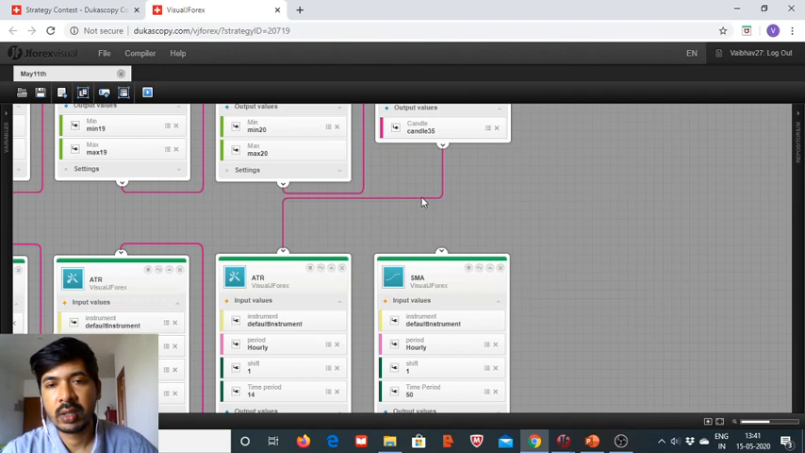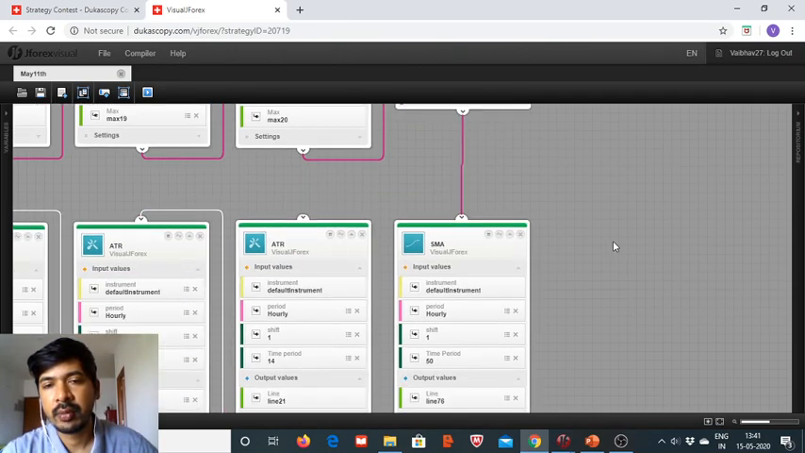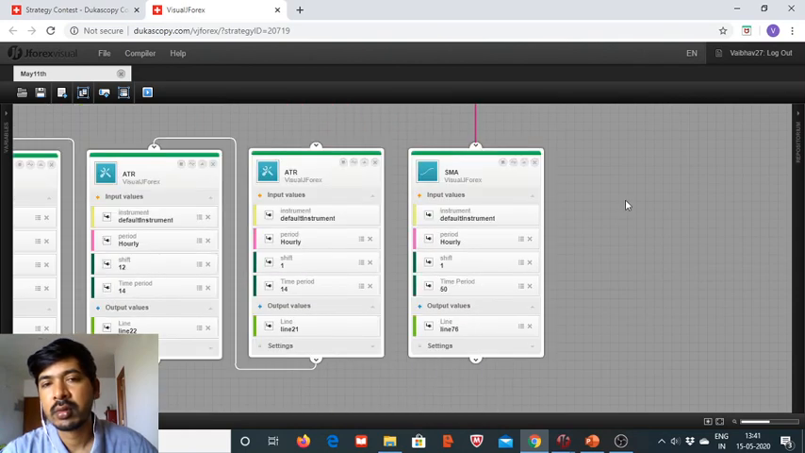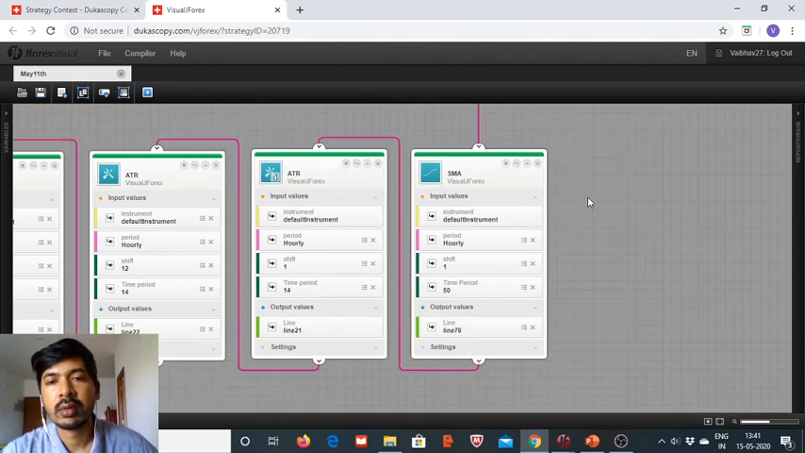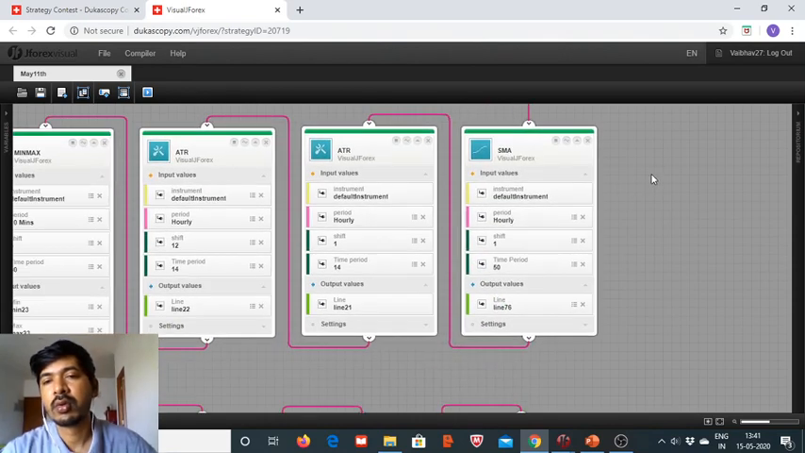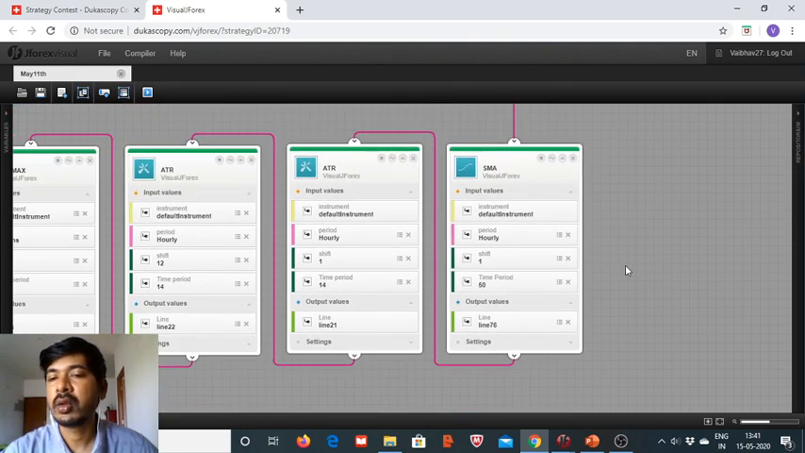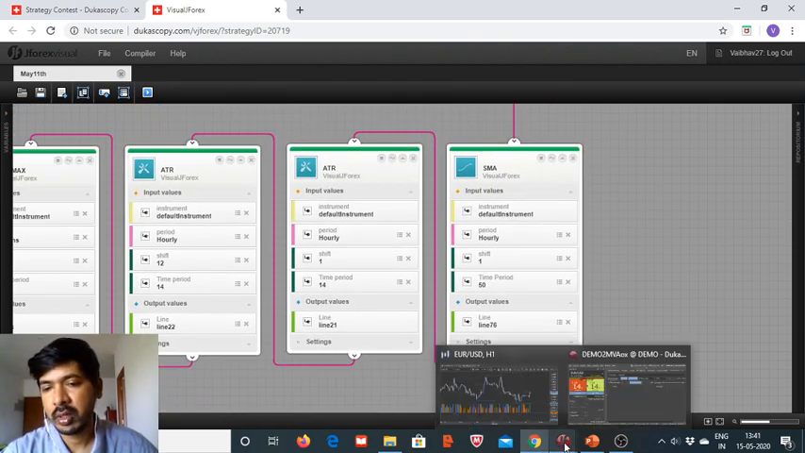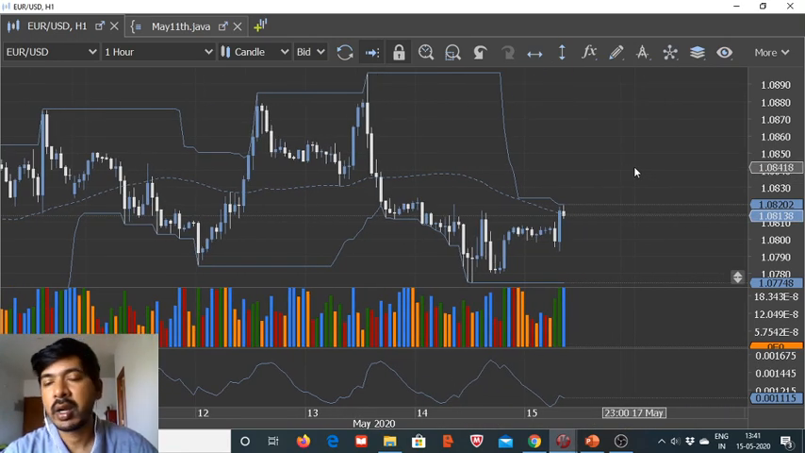now we join the flow starting here, and so this is the SMA setup. Now what we need to do is see what we need on the chart.